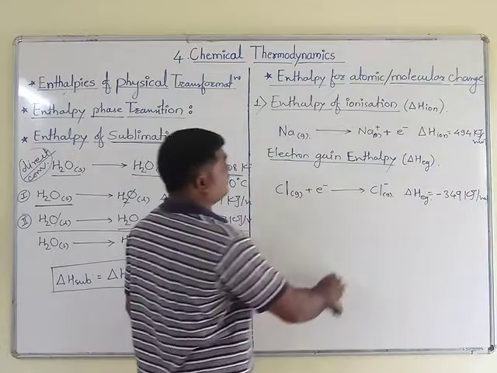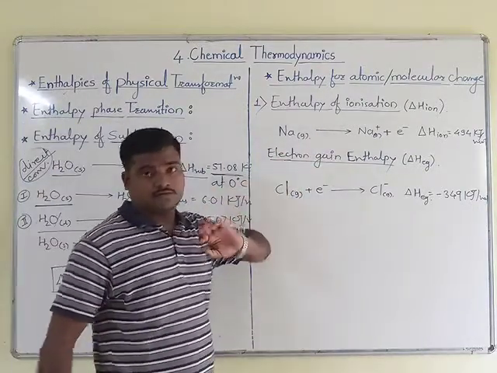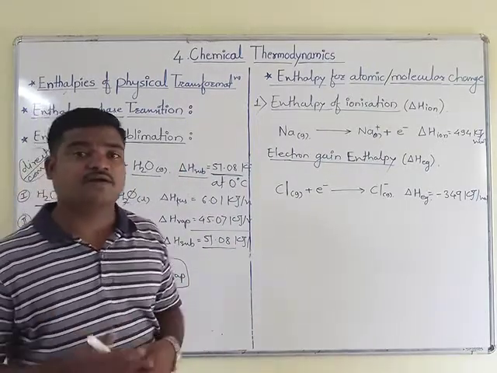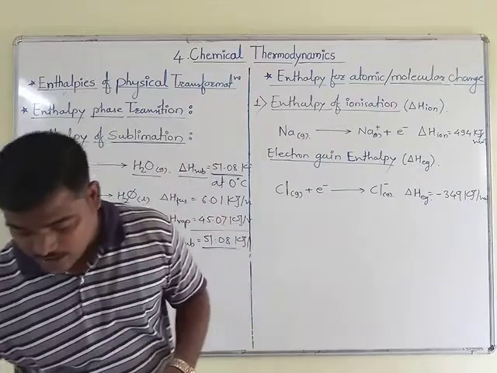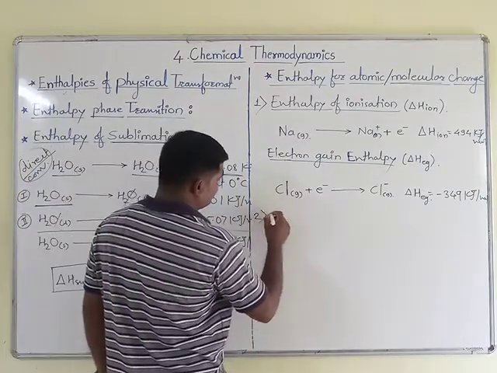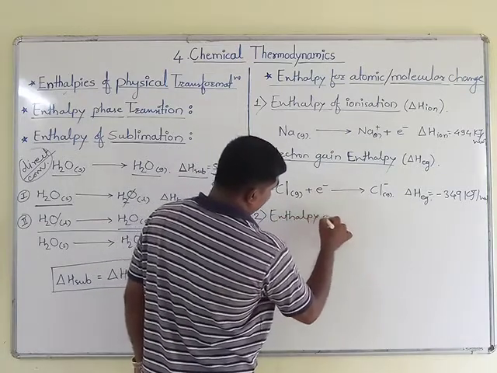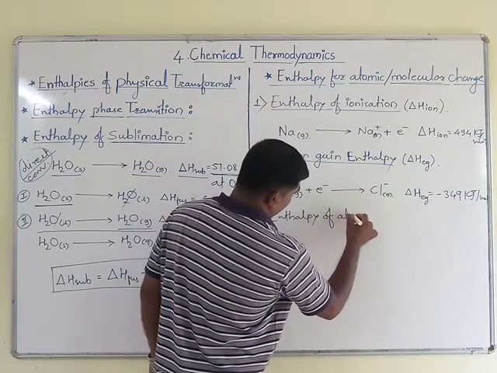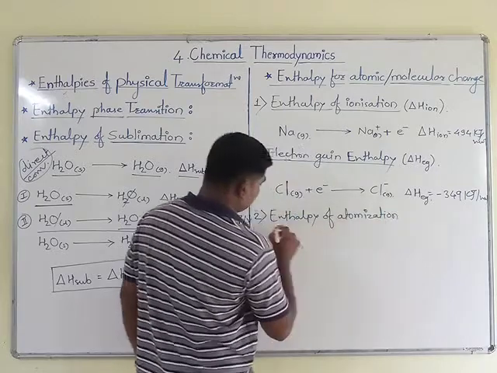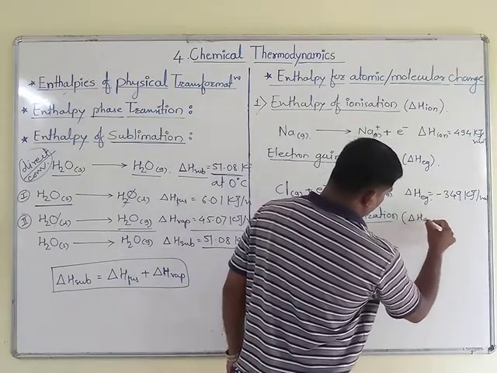So this is the opposite process of that, what we can say is the enthalpy of ionization. Okay, and after this point we will move to the next point, that is enthalpy of atomization. Second point, enthalpy of atomization. The notation will be delta H atom.